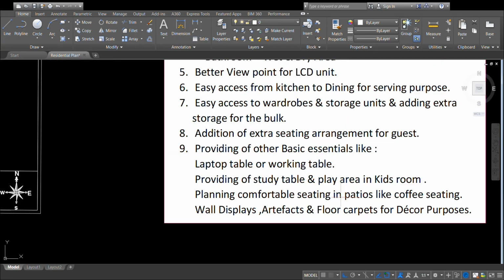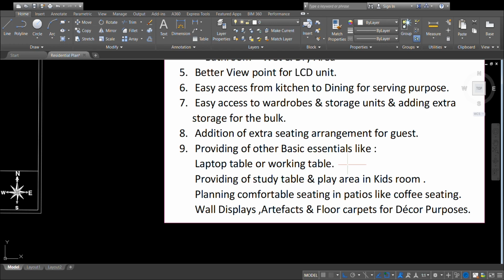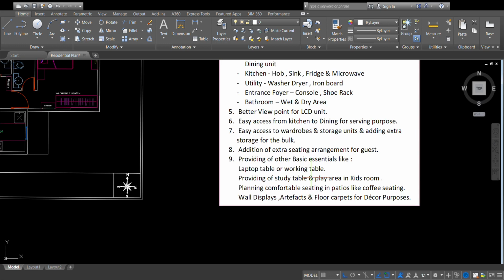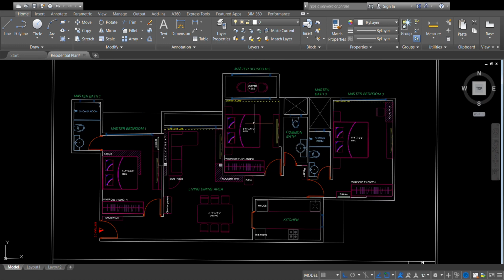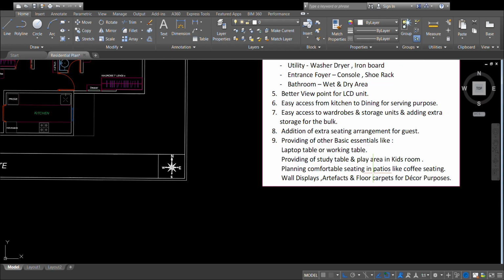Next point, providing other basic essentials. Now, as a designer, these are some common points you need to keep in mind. Even before the client says, you can always indicate a laptop table, a working table in maybe one of the bedrooms or one of the corners. Like in these 3 bedrooms, there is one study table here. So you need a working table. If you have 2 bedrooms, at least show a working table in one of the bedrooms, like that.